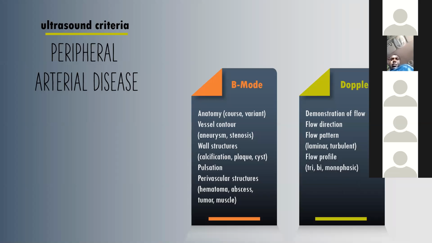And flow profile: triphasic, biphasic, or monophasic. With pulse wave Doppler, you can identify whether the flow is triphasic, biphasic, or monophasic, and flow velocity. From the spectral Doppler, we can also measure the flow velocity.